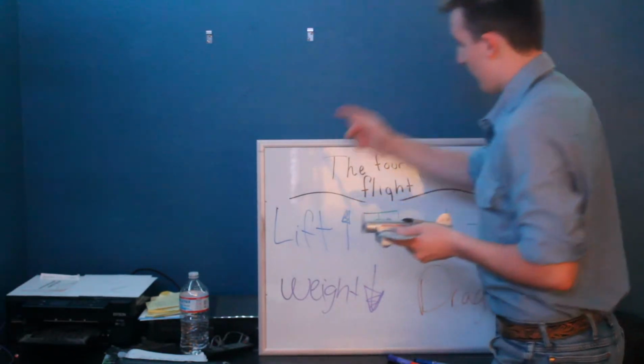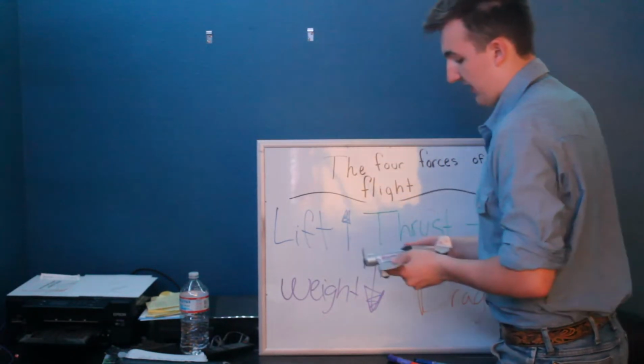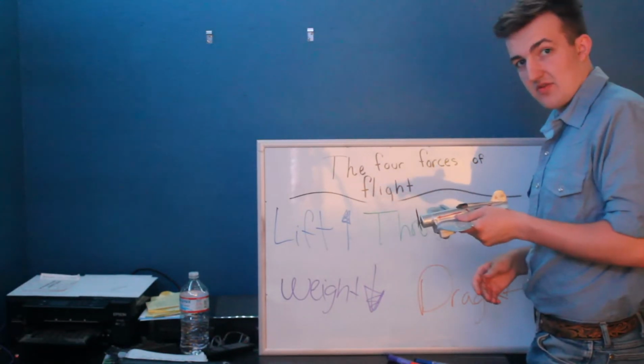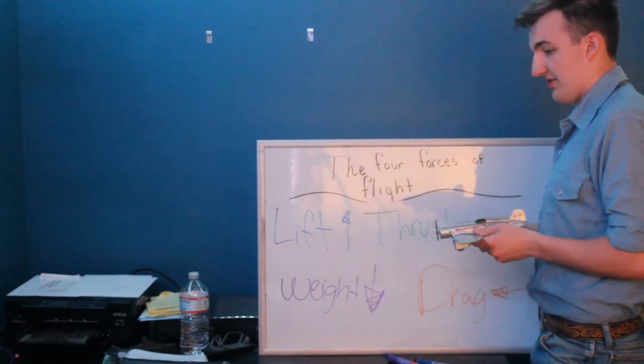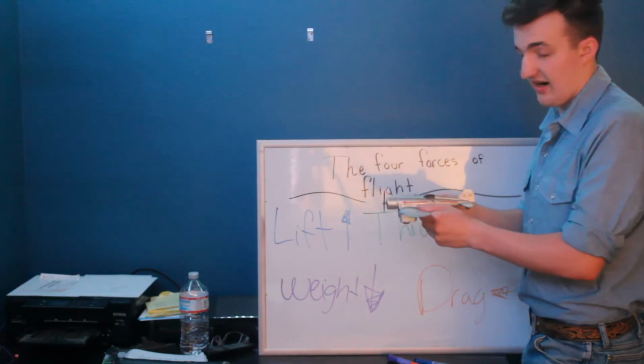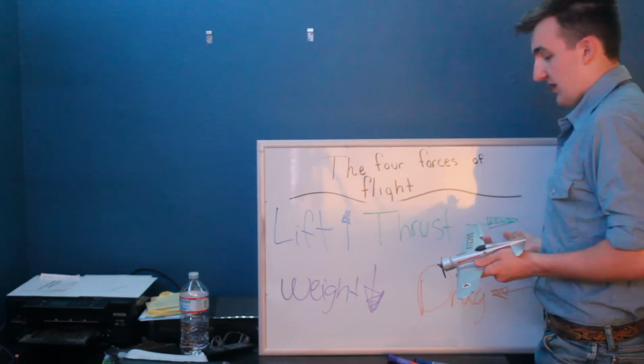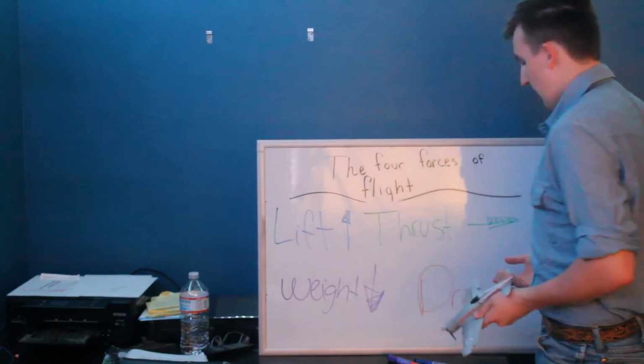Now all these 4 forces work together to make the aircraft fly. We can't fly without lift or else we'll never get off the ground. We can't fly without thrust or else we'll never go anywhere. We'll just sit there. Without weight we'd fly away like a balloon. And drag, it's like a bullet. It keeps on going. There's nothing to stop it.